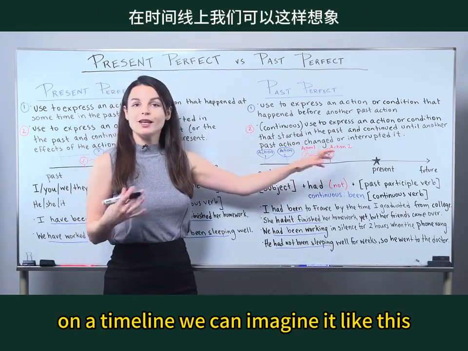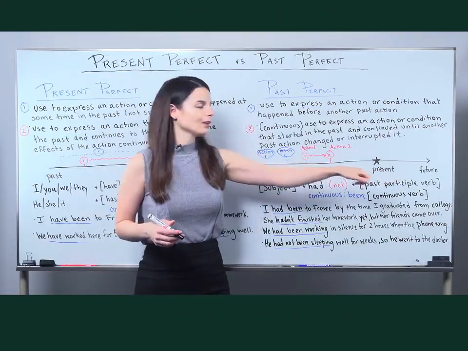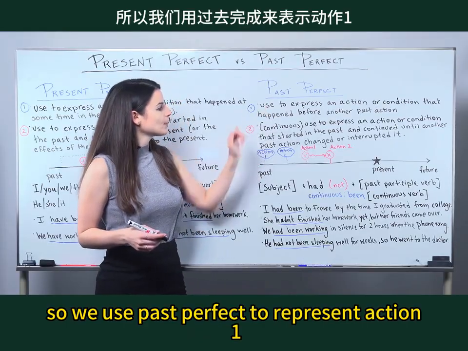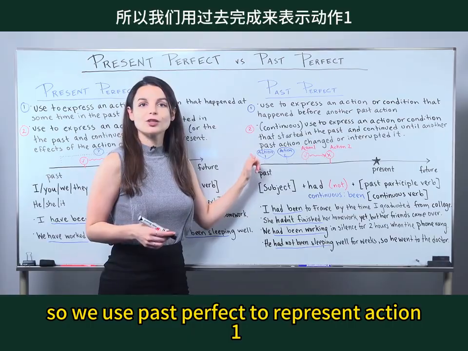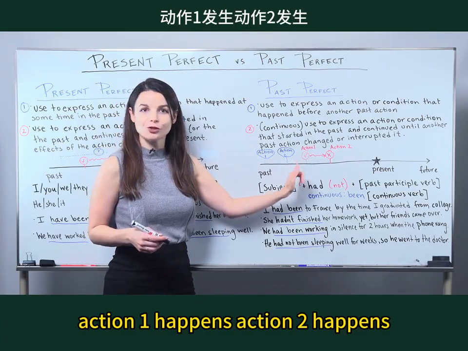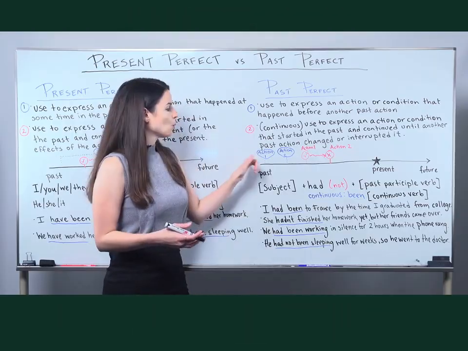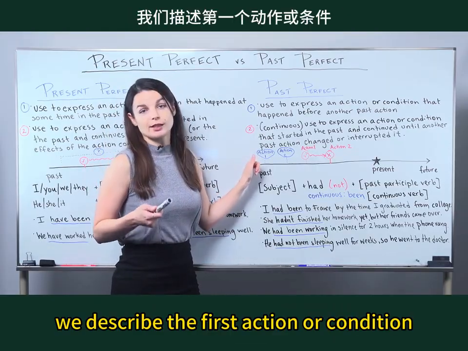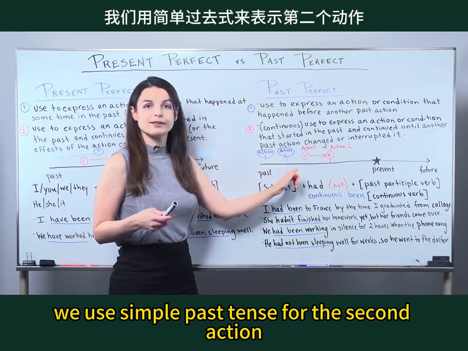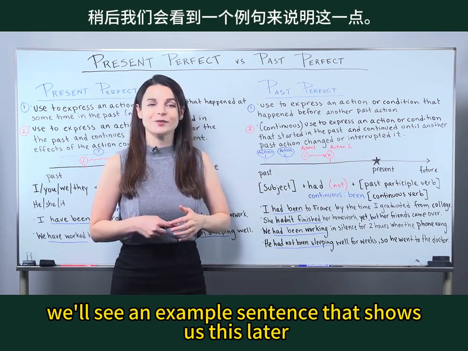On a timeline, we can imagine it like this. Here's our past, present, and future. Use number 1 is here in blue. So we use past perfect to represent action 1 in this situation. Action 1 happens, action 2 happens. So we want to talk about 2 past tense actions. We describe the first action or condition with past perfect tense. We use simple past tense for the second action. We'll see an example sentence that shows us this later.